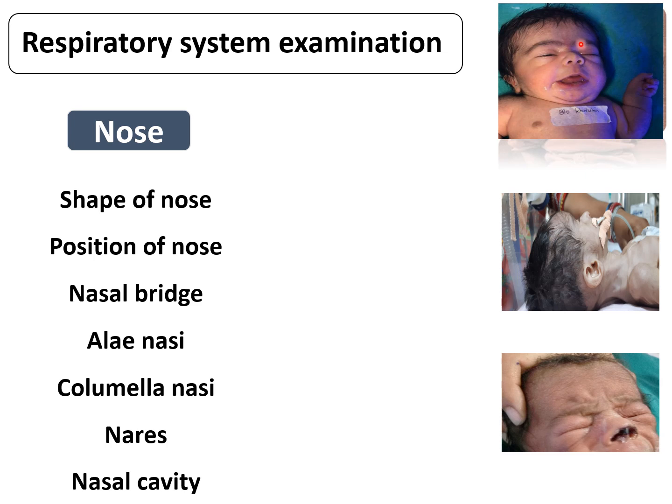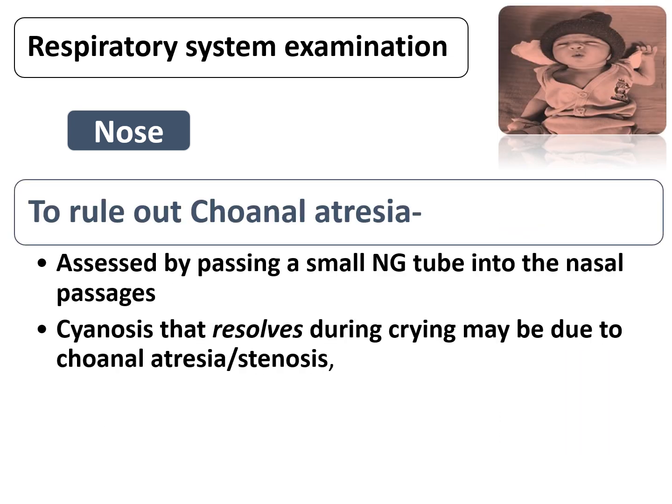Examine the nose for its shape and position. Check the nasal bridge, nasal septum, columella nasi, alae nasi, nares and nasal cavity. In nose examination, we should insert the nasogastric feeding tube in both nasal cavities to rule out choanal atresia. If the baby has bilateral choanal atresia, the baby will become symptomatic with central cyanosis and respiratory distress. And this cyanosis resolves during crying.